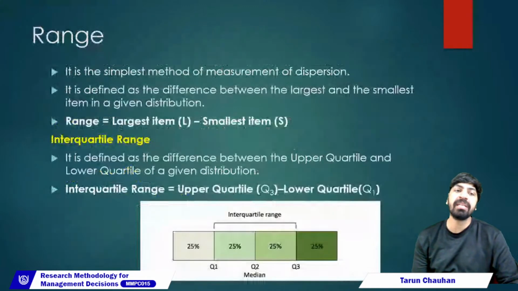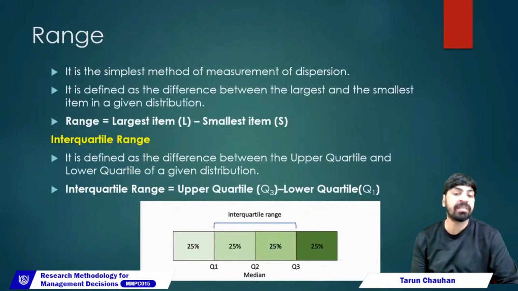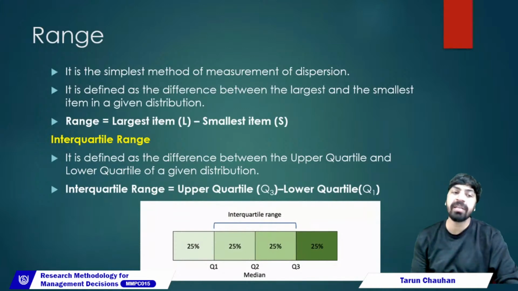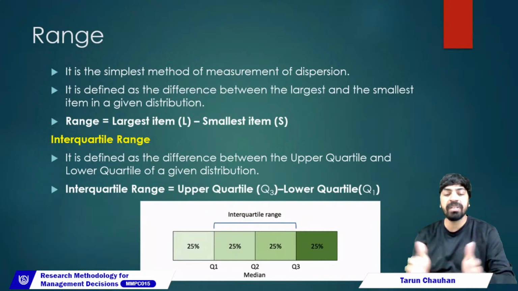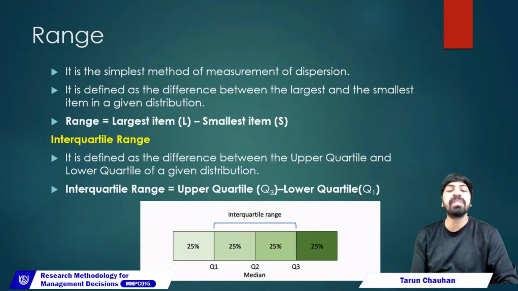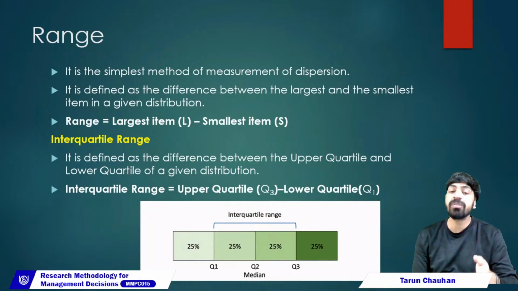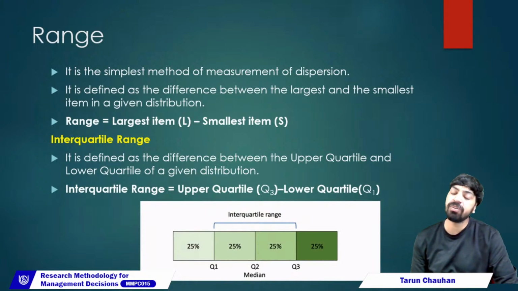Range is already estimated, that is the difference between the largest value and the smallest value. So the interquartile range is the difference between the upper quartile, that is Q3, and the lower quartile, that is Q1. You can see in the diagram that Q2 is the median, and Q1 and Q3 give the interquartile range. Whatever the difference between them is, through the diagram it covers 50% of the data.